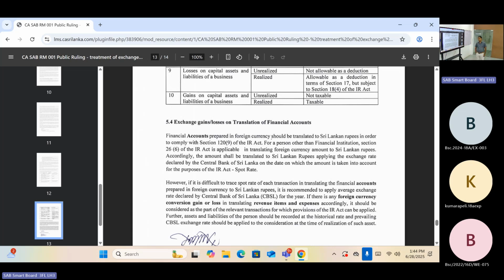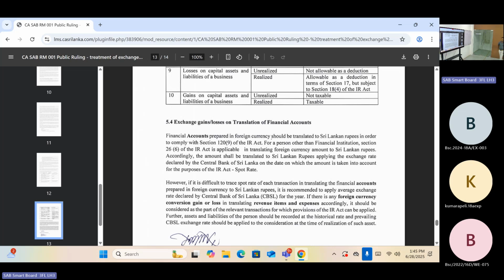However, given the difficulty of the spot rate for each transaction when converting a financial statement prepared in foreign currency to Sri Lanka, it is recommended to apply the average exchange rate declared by the Central Bank of Sri Lanka. Average exchange rate we can use and we can convert. In case of transactions only, where the financial statements are prepared in LKR, we need to use the spot rate. If the financial statement is prepared in other than LKR and only conversion is done, the recommended method is to convert using the spot rate.